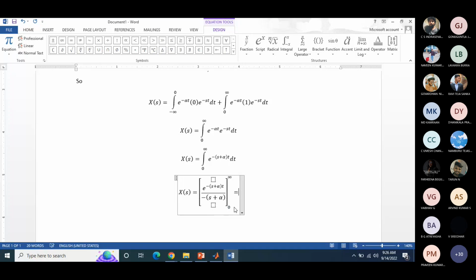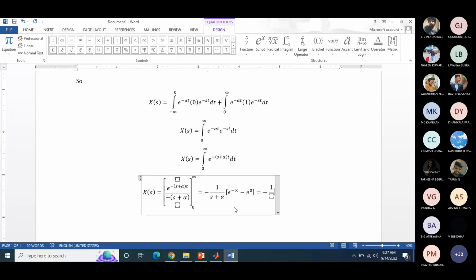So from this, I can take minus 1 by s plus alpha outside. So what will be inside the bracket? First will be e power what? When I substitute infinity, it will become e power minus infinity. When I substitute 0, it will become e power 0. So what is it? Minus 1 by s plus alpha.